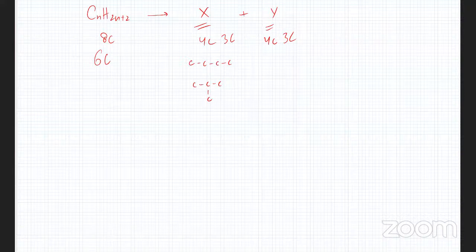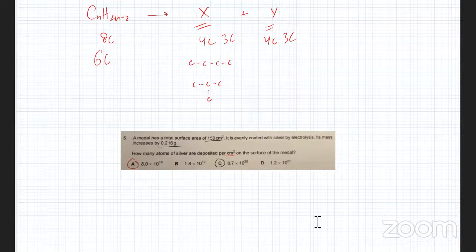In past papers, there's a section B. Should we still attempt that or should we not? Just for practice today? Just for practice, you should. Okay. So we've got this question.